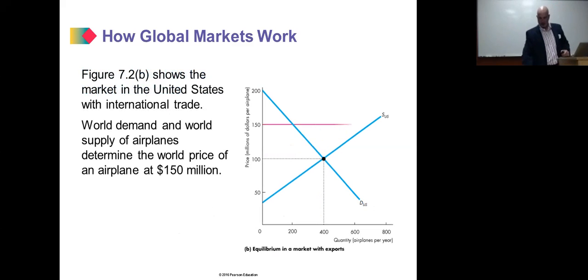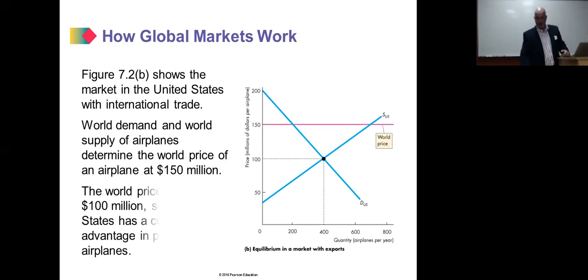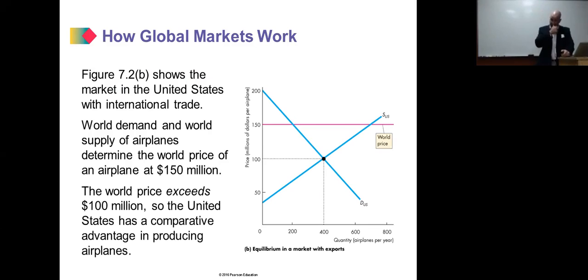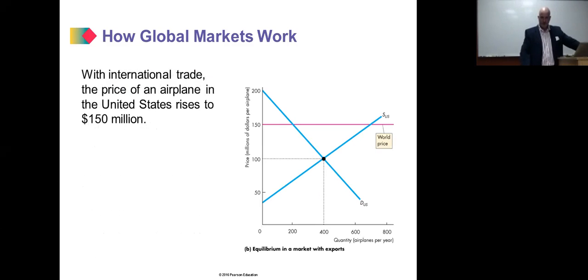Now, let's look at world trade. World demand and world supply of airplanes determined that the price of an airplane is 150 million. All right, so this is going to exceed the United States price of 100 million. And we say that the United States has a comparative advantage in production. We can produce them for a lower cost. So inside the United States, with international trade, the price of an airplane rises to 150 million.